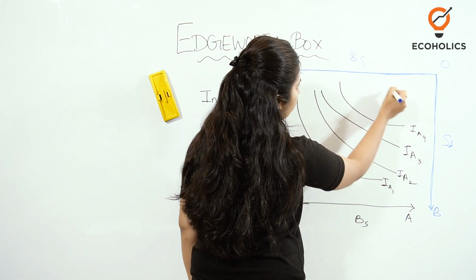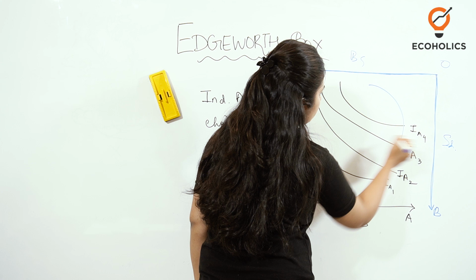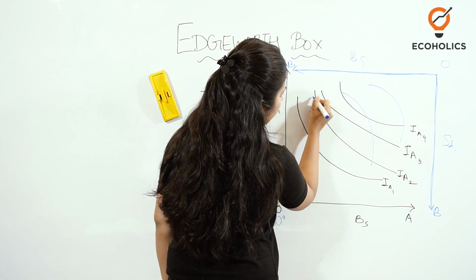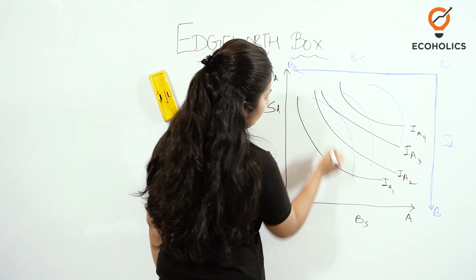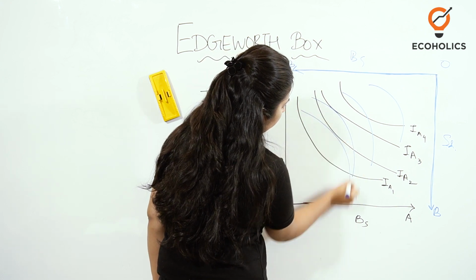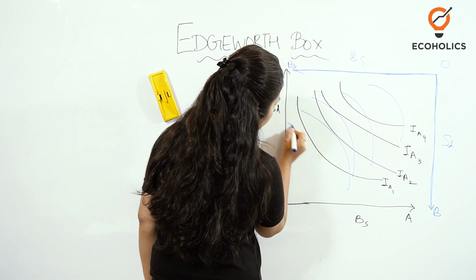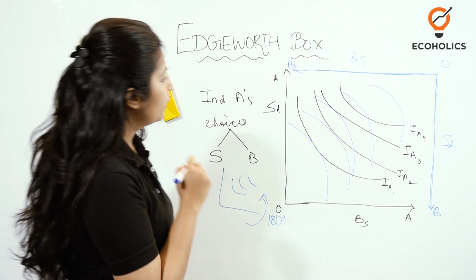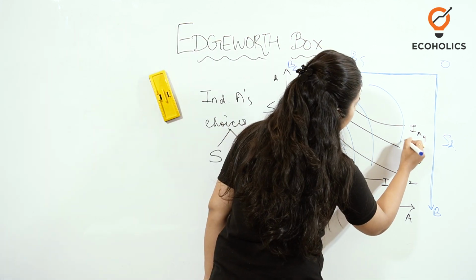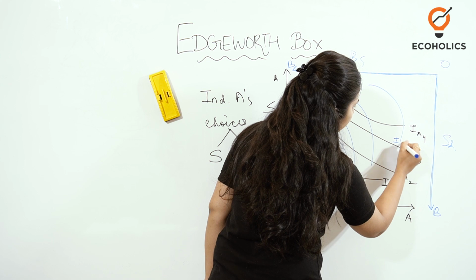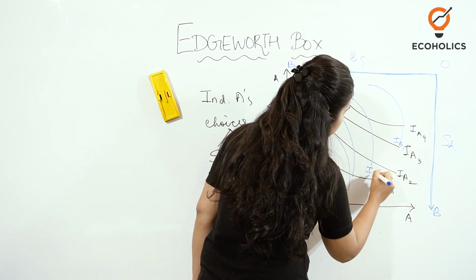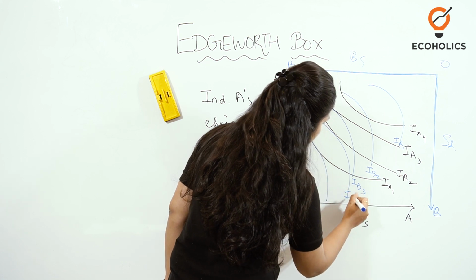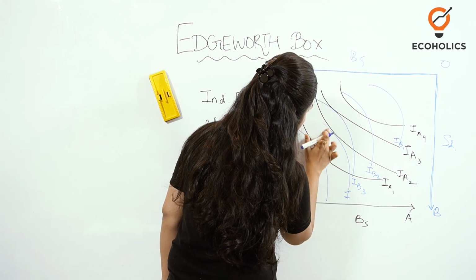Let us say this is the first, then we have the second, the third, the fourth, and then the fifth. Over here we have indifference curve B1, indifference curve B2, B3. I'm going to make this again a bit.